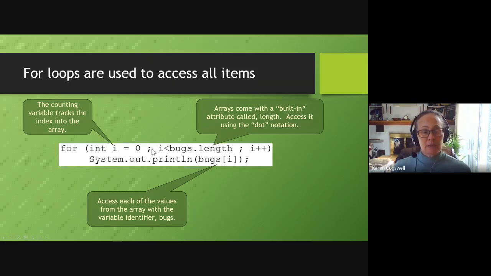So in this case, you're going to keep going in your loop as long as i is less than bugs.length. So 5 for indices 0 to 4. As long as it's less than 5, you know you're still in the array. And we're going to go i++. So we're going to go one at a time. What are we doing? We're going to print them out. bugs i.